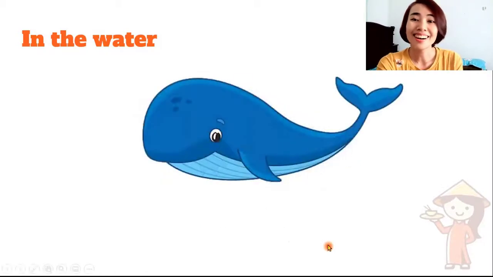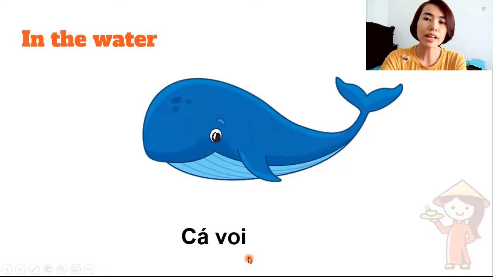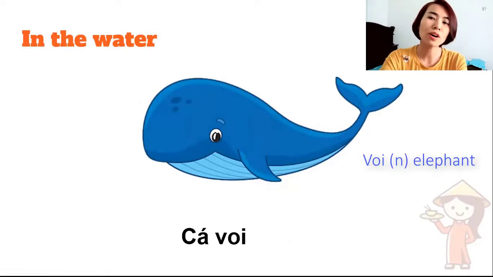Next, is it a fish? Yes, but it's a mammal, I know, but it still swims. So, cá voi, con cá voi. Voi, the elephant, is the biggest animal on the land, and we have the biggest fish. So we use voi to modify the fish. Cá voi.